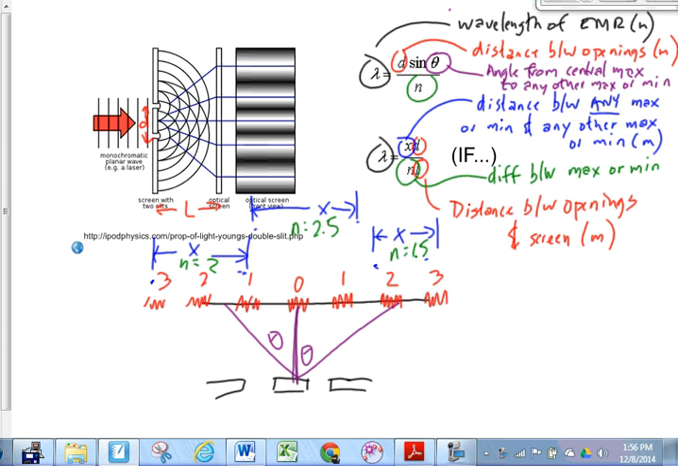So in this case, N would be equal to 2. 2 minus 0 is 2. In this case, N would be equal to 1.5. 1.5 minus 0 is 1.5. So X is whatever distance you want, from whatever to whatever. Theta is from the central to whatever. So it's not quite as general as X, but almost.